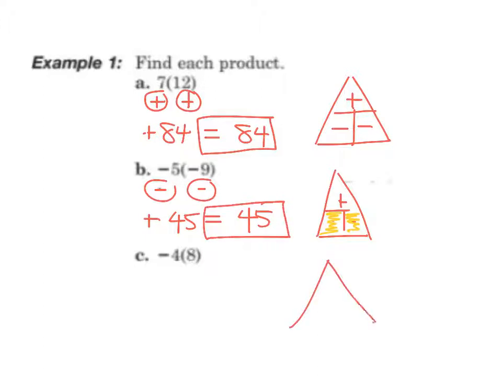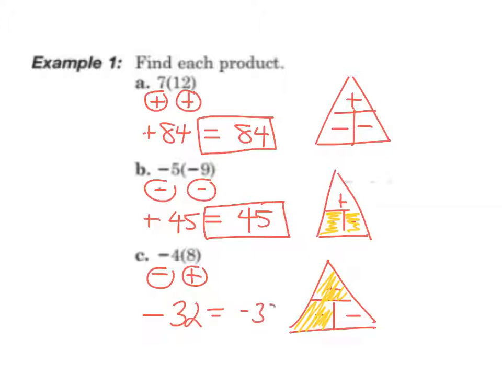I'm drawing my triangle again. This time I have a negative and a positive. So on my triangle, I'll cover those up. It's a negative and a positive. So I'm left with a negative, and 4 times 8 is 32. So my final answer is a negative 32.